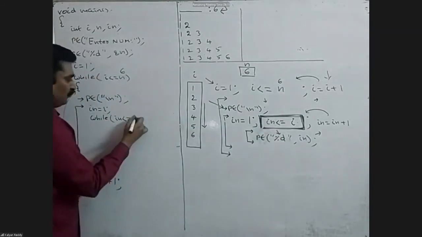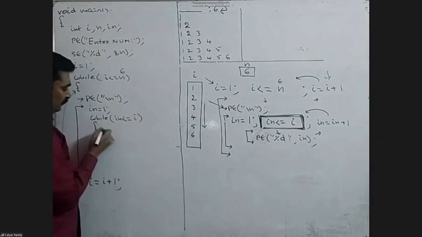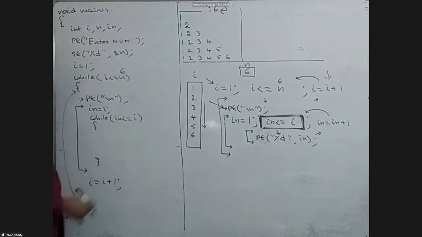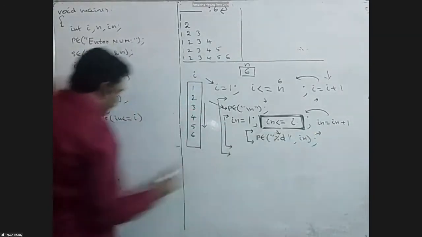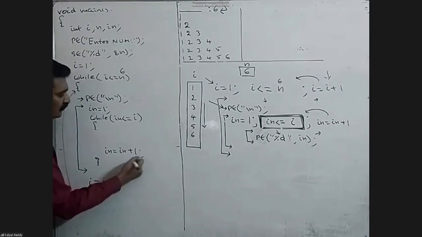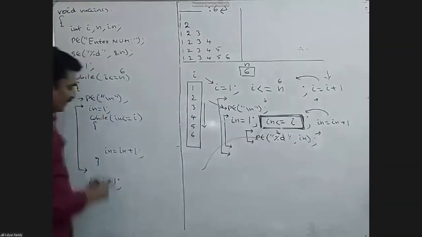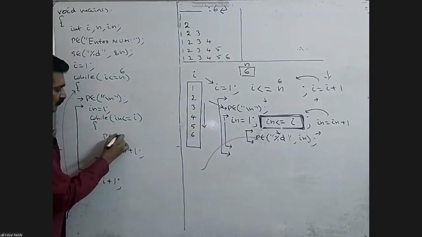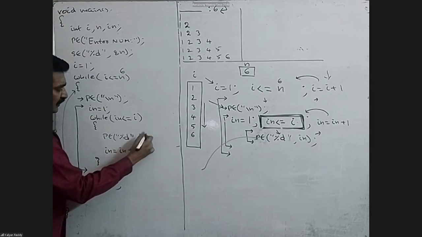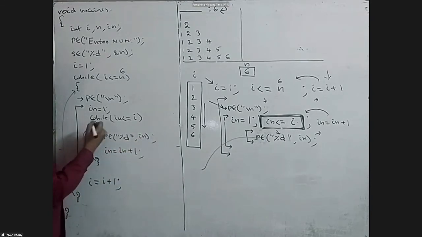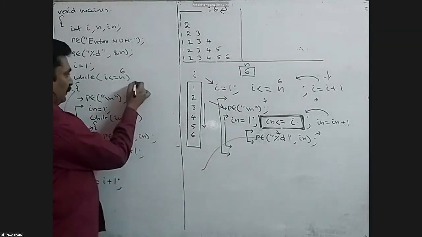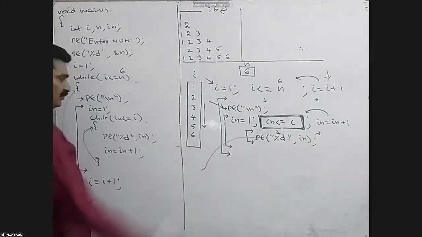Body open. Insert the body close. At the last place of the loop body, in equals in plus 1. Inside the loop body, the required statement is printf percentage d, in. This is the inner loop body. That's it. Okay, come. Here no semicolon, be careful. Here also no semicolon because it is not a statement.